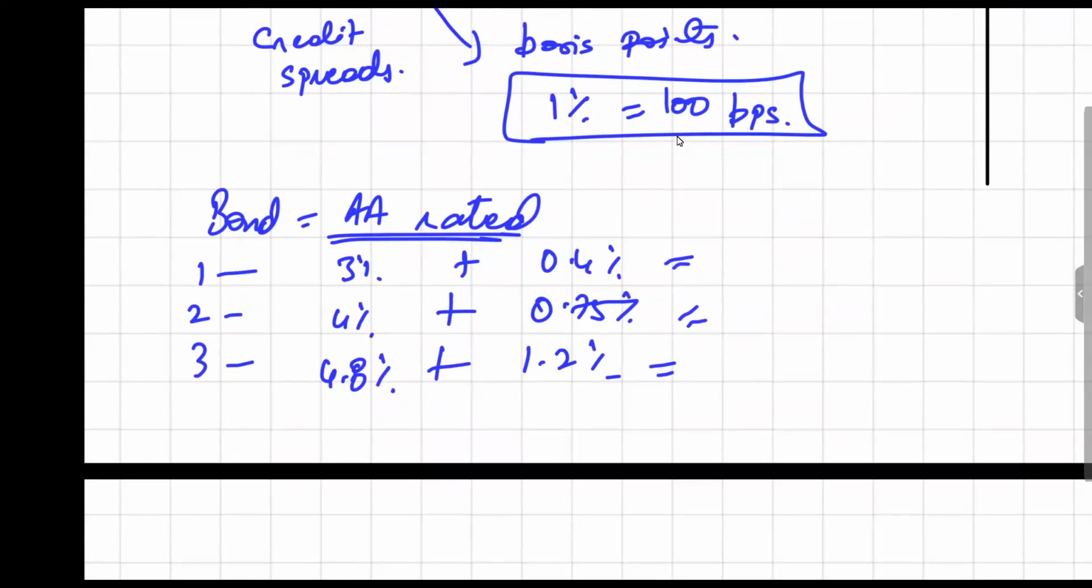Resultingly, 3 plus 0.4 is 3.4%. 4 plus 0.75 is 4.75%. 4.8 plus 1.2 gives you 6%.